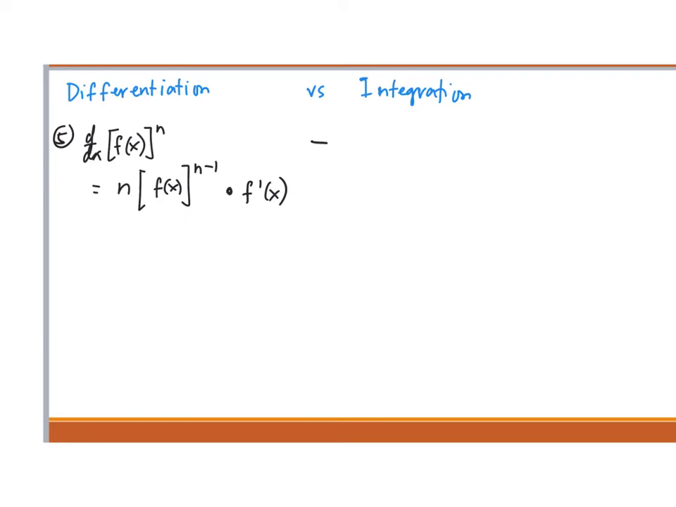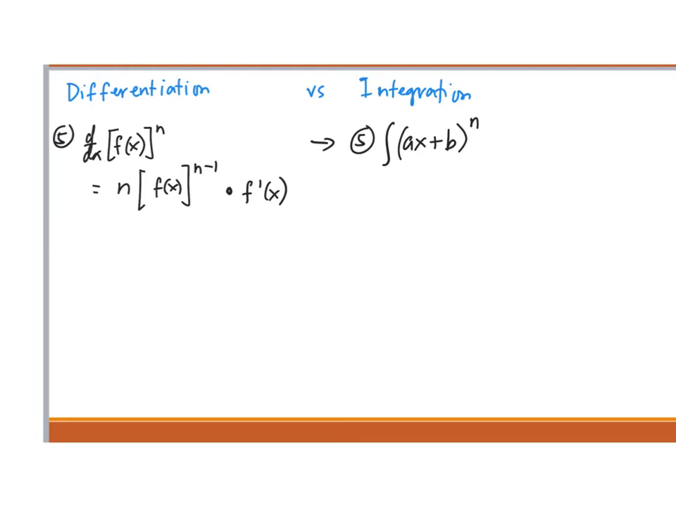This has an equivalent with integration, but it doesn't work for any function f of x. It only works when f of x is of the form ax plus b. In other words, we could only do the reverse process if f of x is in the form ax plus b. So the integral of ax plus b to the power of n. This cannot be any function. It can only be ax plus b for this method to work.